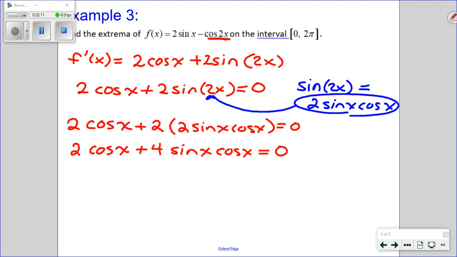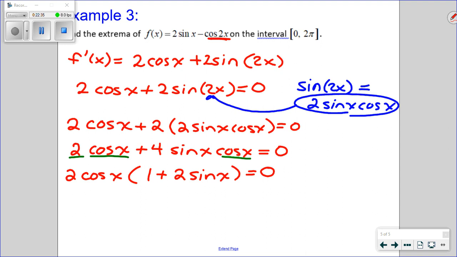That one's helpful though, because now if you notice, we can actually factor out cosine of x from each term, and you can even factor out a 2 from each term if you like. Let's go ahead and do that. Let's factor out 2 times cosine of x, which is going to leave 1 plus 2 times sine of x equals 0. And then we'll set each factor equal to 0, and then we're going to solve each trig equation.